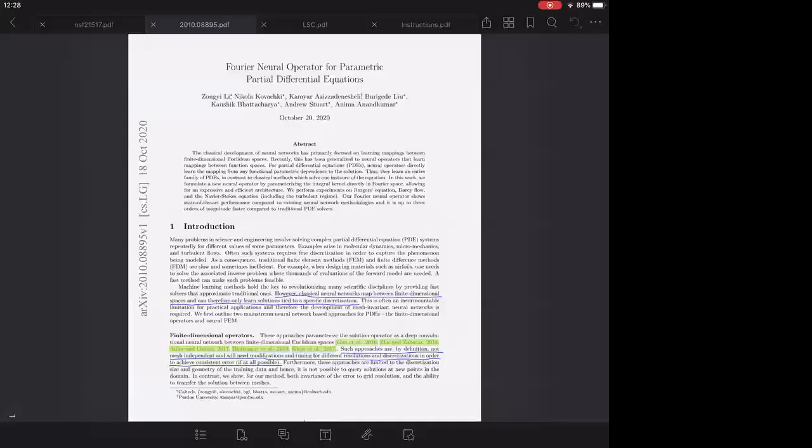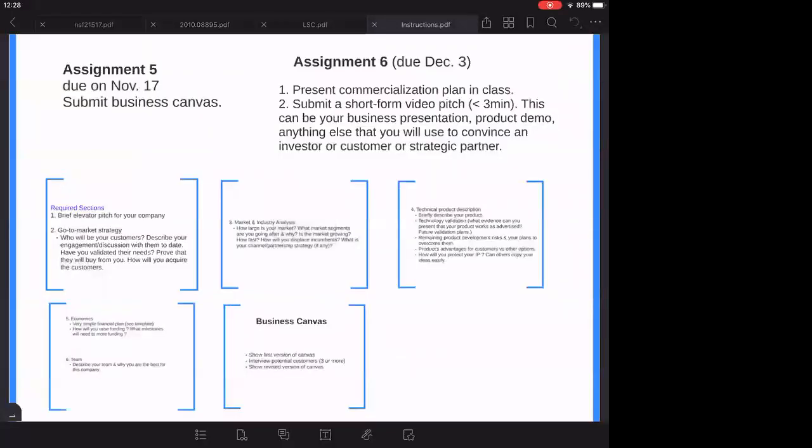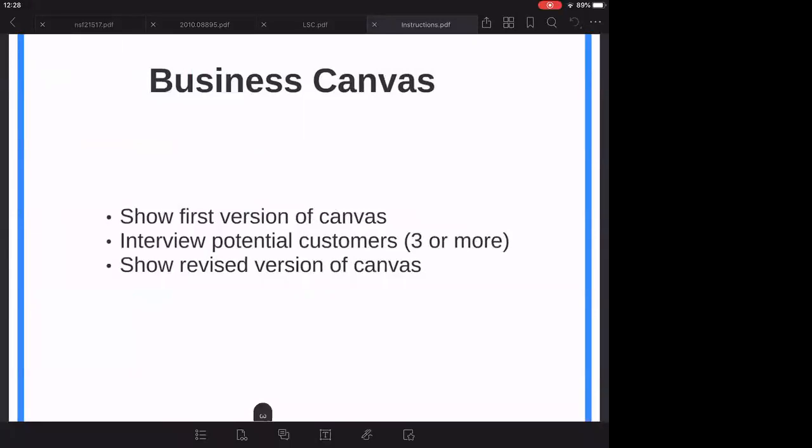Okay, let's jump right into this. Okay. So assignment 5 is due November 17th, just a couple of weeks. And all you have to do is submit your initial and your final business canvas. Now, what does that mean? That means first version of the canvas, many of you already submitted it. So I would say when you actually submit it on the 17th, if you can include that, that would be good, because I want you and for me to also easily see what changes were made.